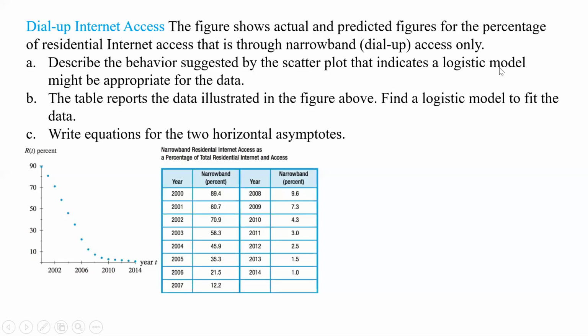All right, so the next one we're doing dial-up internet access. This figure shows actual and predicted figures for the percentage of residential internet access that is through narrowband dial-up access only. We're supposed to describe the behavior suggested by the scatter plot that indicates a logistic model might be appropriate for the data.